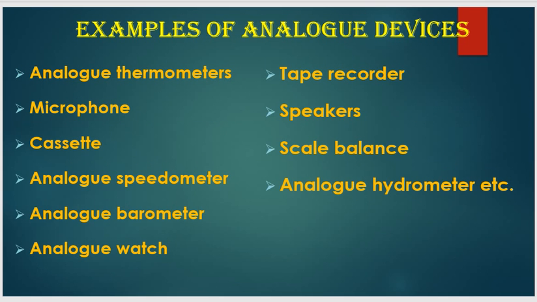The first one, we have analog thermometer. Then we have microphone. We also have cassette. We have analog speedometer, analog barometer. We have analog watches. We have tape recorders. We have speakers. We have the scale balance. We have analog hydrometer, and so on. So we have more devices that measure data in the form of physical quantities.